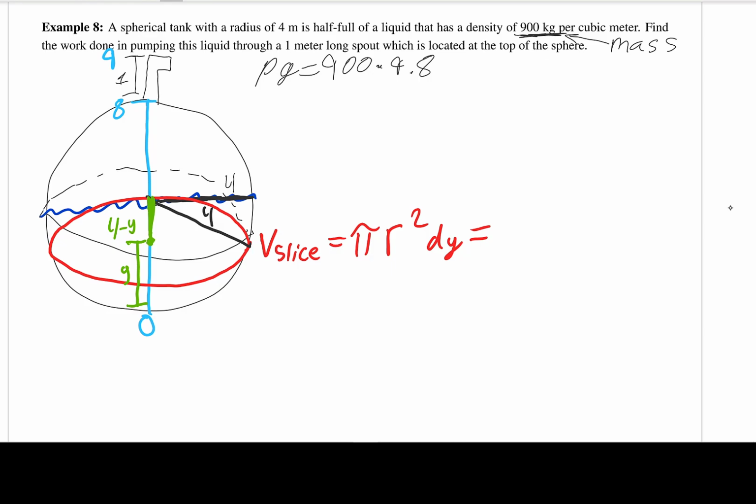Now, I'm trying to make a triangle here. I'm not doing it very well. But now what I want to do is calculate this length right here.